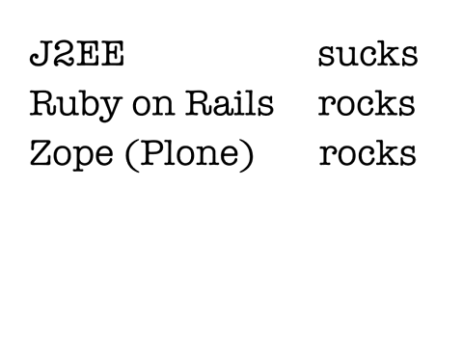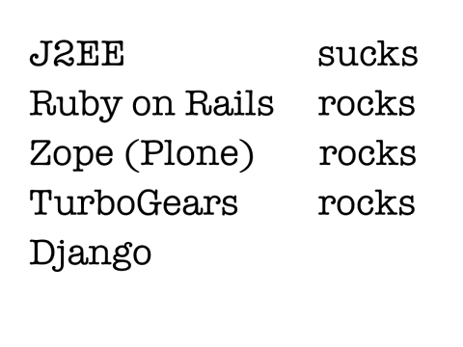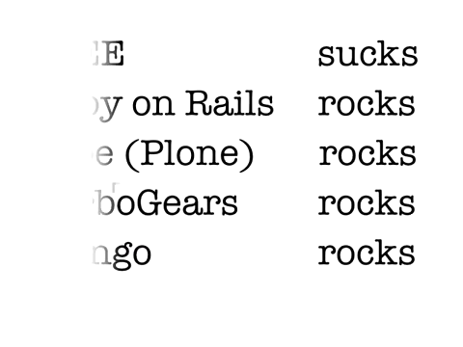Ruby on Rails rocks. Zope, or Plone, rocks. TurboGears rocks. And Django rocks. Hate to say this, but J2EE is not doing too well. But that was just the first test.